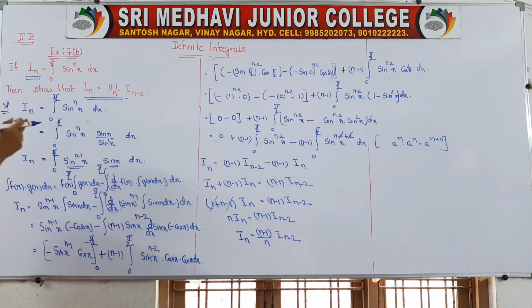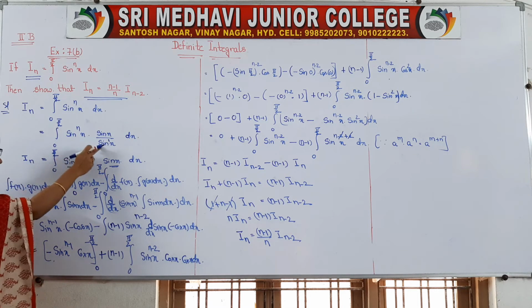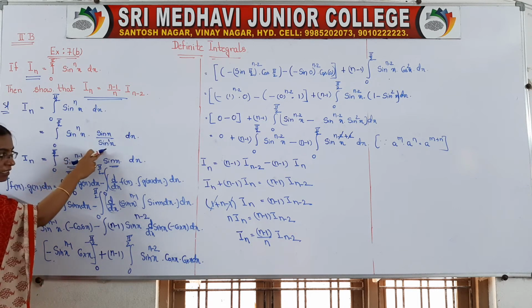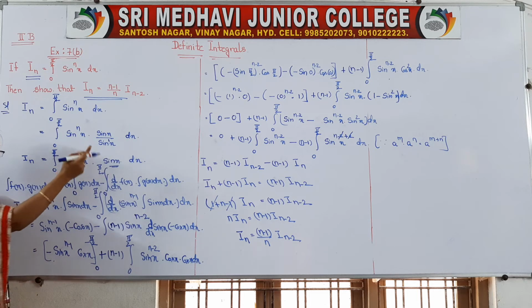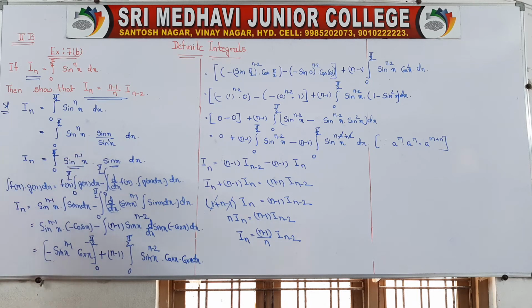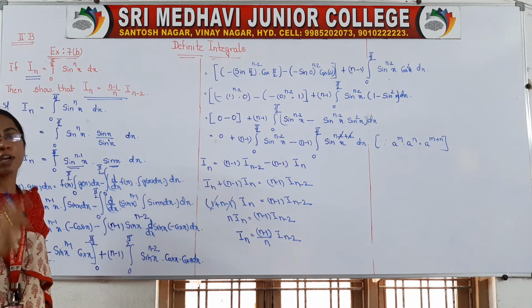We are considering that value as I_n. It is given in the question itself, right? Then multiply and divide with sin x, right? So sin x means sin x to the power of 1 also we can write. Any value can be written as that value to the power of 1.